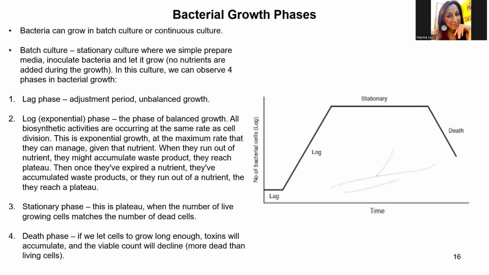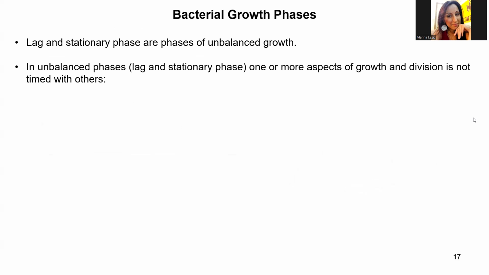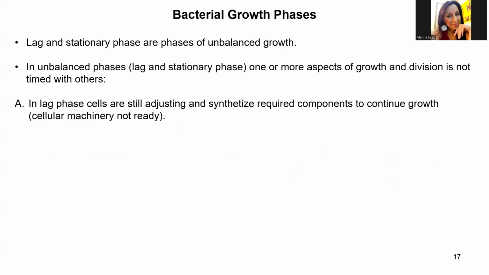Now, lag and stationary phases are known as unbalanced growth phases, and in these phases, one or more aspects of bacterial growth and division are not timed with each other, so that's why they are unbalanced. So in lag phase, the first unbalanced growth phase, cells are still adjusting, so you still have synthesis of all molecules and metabolites required to complete division and growth. Many things are happening, but not visibly. So it's still a flat line. Cell machinery is not threatened.